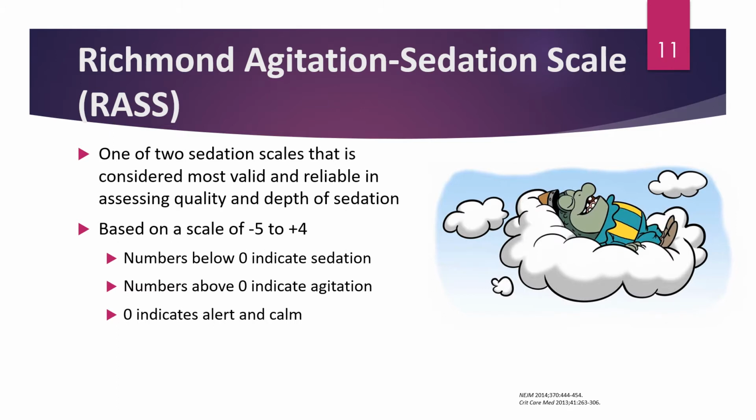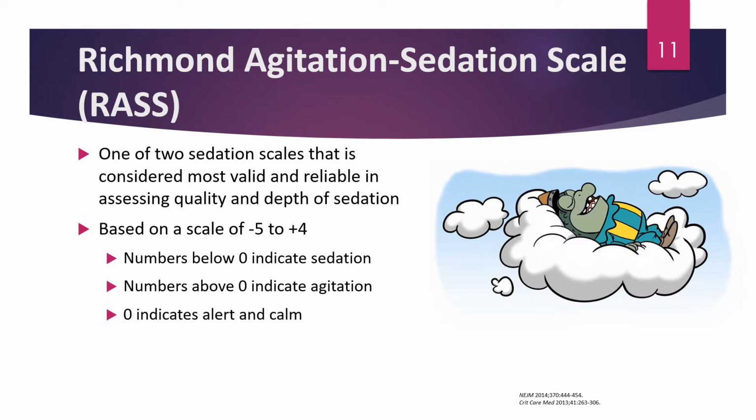The thing that's important to know here with the RASS is that it is based on a scale of -5 to +4. Numbers below 0 indicate patients who are sedated. So basically more on the sleepier side if you are below 0. If you have a negative number, -1, -2, -3, -4, -5, that indicates a level of sedation. -1 would be less sedated than a -5, where at -5 you are completely out.